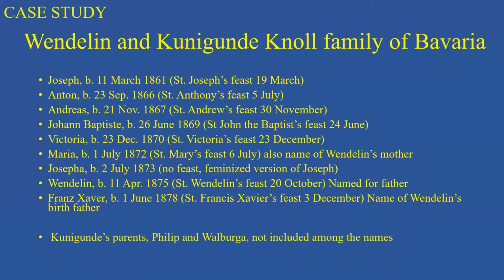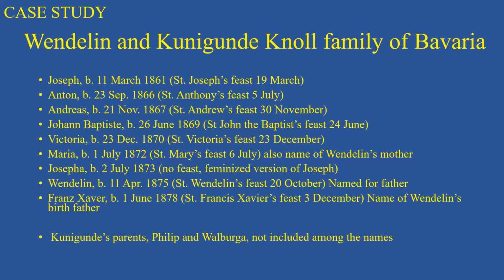So you'll notice Joseph there, born in March of 1861, right near the feast day of St. Joseph. But the second son, Anton, was born in September. And St. Anthony's feast is July, so he certainly didn't have St. Anthony as a naming day. Andreas, born in November, certainly was named after St. Andrew. John the Baptist. Victoria in December was St. Victoria's feast day. Maria was born in July, and the feast of St. Mary is July 6th. Josepha is a feminized version of Joseph.